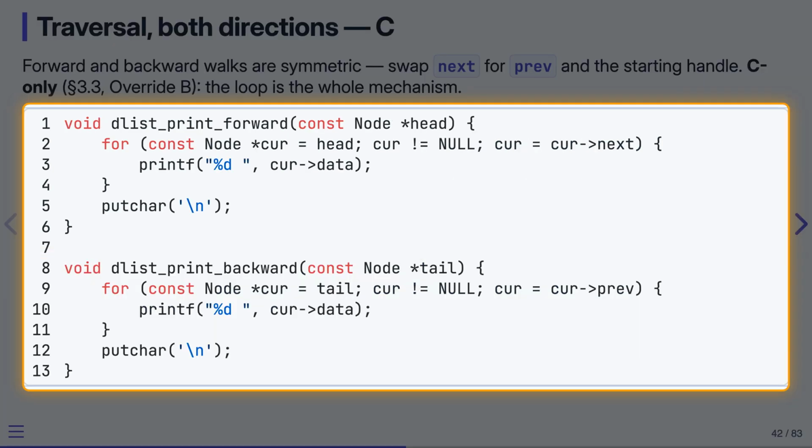These are the two walks written in C. The forward walk starts a cursor at head. It keeps going while the cursor is not null, and after each node it follows next. The backward walk is the mirror. It starts a cursor at tail, keeps going while the cursor is not null, and after each node it follows prev. The two functions are symmetric. We only swap next for prev, and we start from tail instead of head.